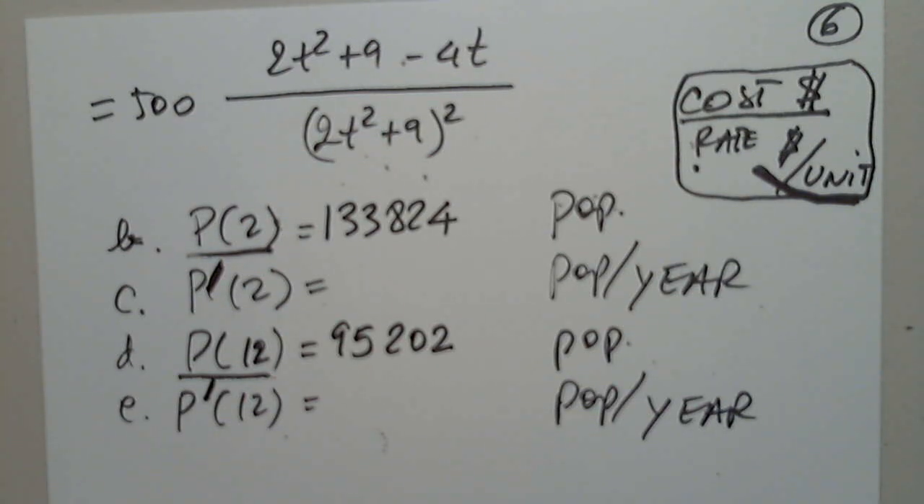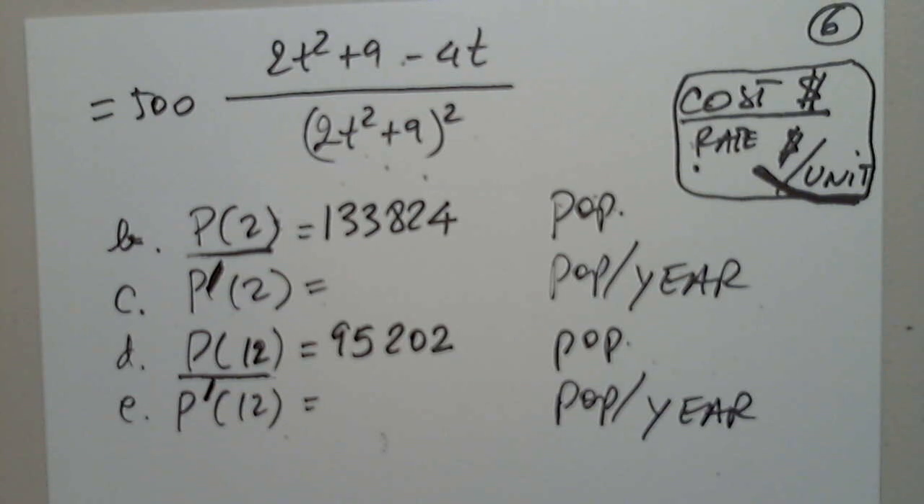because I was expecting the population to increase, not to decrease. So what did I do? That's my expectation. Let me enter this one more time just to make sure. 75 plus 500t divided by 2t squared plus 9.